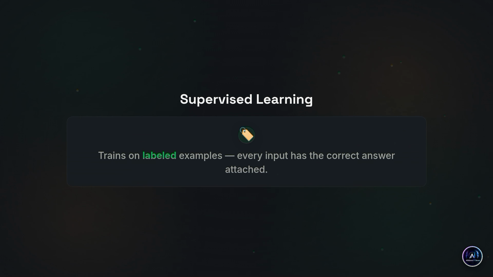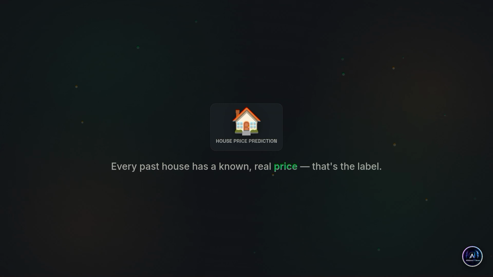Supervised learning trains on labeled examples. Every single input in the training data already comes with the correct answer attached, and the model's whole job is learning to predict that answer for new, unseen inputs. Real example: predicting house prices from past sales. Every past house in the data already has a known, real, final sale price. That price is the label the model learns from.